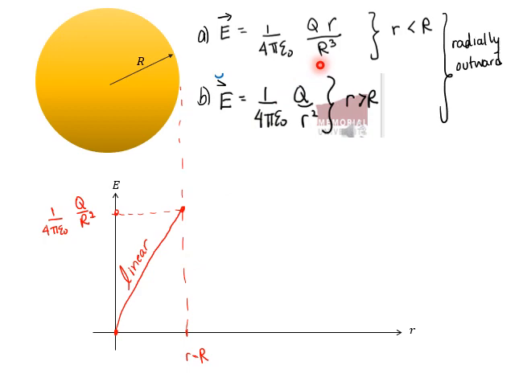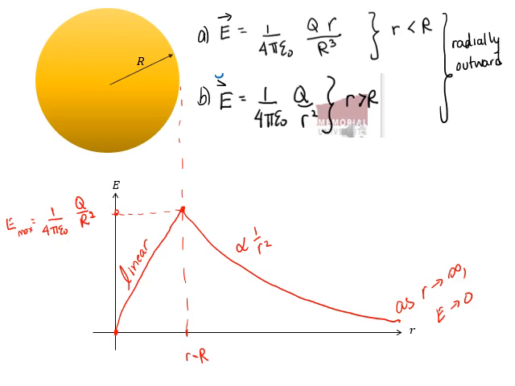You get this result if you put r equals the radius in either this expression or this expression. So that's our maximum electric field. That happens right at the surface of the sphere. Once we get outside of the sphere, it decreases to 0 as r gets very big. So outside it goes as 1 over r squared, and as r gets very large, the electric field goes to 0. So there's a plot of the electric field as a function of position.